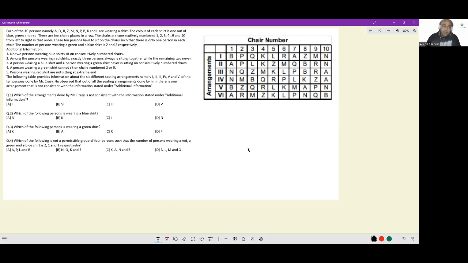The number of persons wearing a green and blue shirt is 2 and 3. So they've also told us there are 5 people who are wearing a red shirt. This is also informed to us.